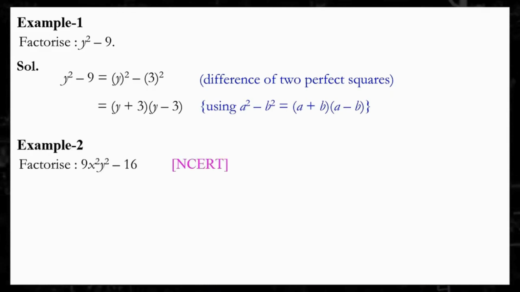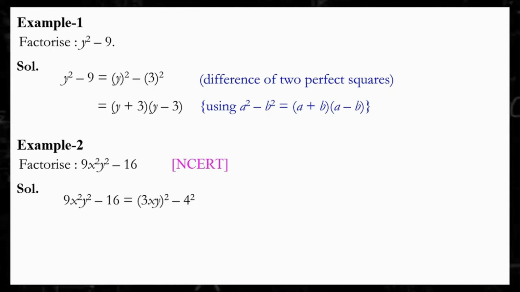Example 2. Factorize 9x square y square minus 16. NCERT. Solution. 9x square y square minus 16 is equal to (3xy) whole square minus 4 square is equal to (3xy minus 4) into (3xy plus 4).